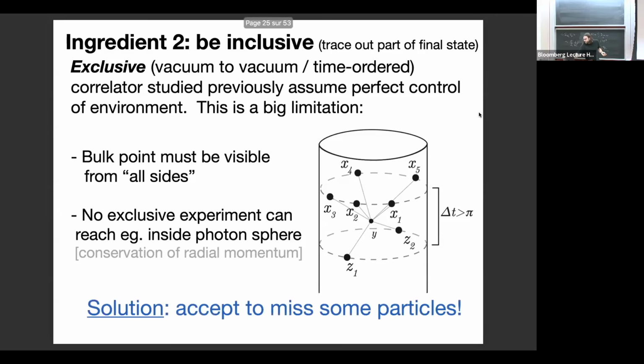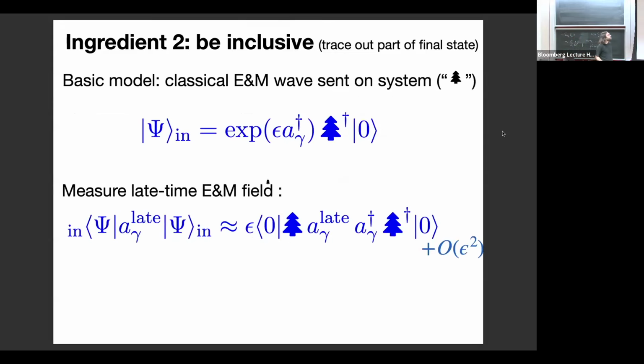And the solution is simple. You just do like we do with colliders. We just accept to miss some particles and try to extract information from the thing we do see. This is called inclusive measurements. So mathematically, what does that mean? Just as a simple mathematical model of an inclusive measurement.